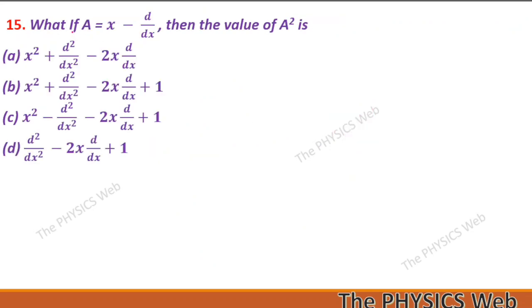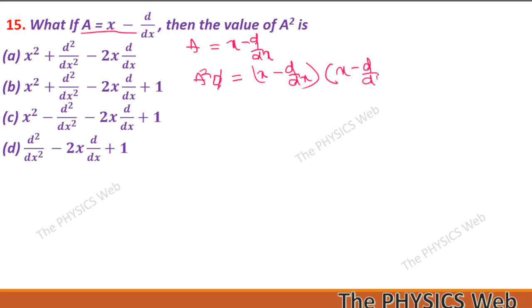Next, question number 15. If A equals x minus d by dx, then what is the value of A square? Okay, so A is x minus d by dx, and now you have to find A square. Let A square act on a function phi. So this will be x minus d by dx times x minus d by dx phi. This will be x minus d by dx times x phi minus d phi by dx.